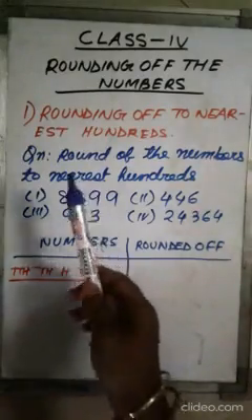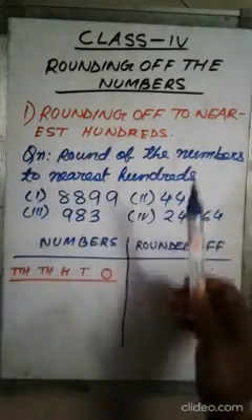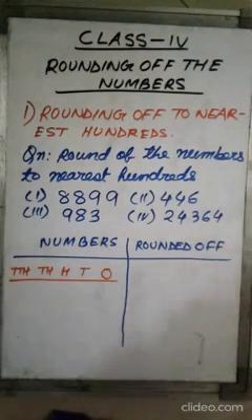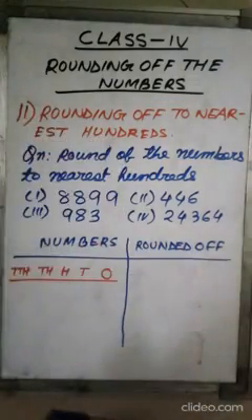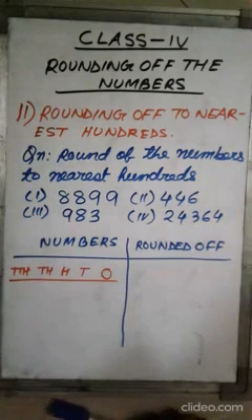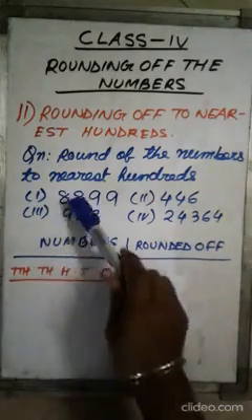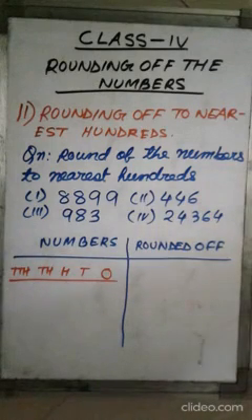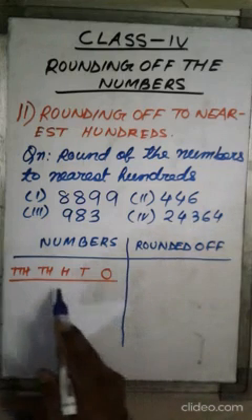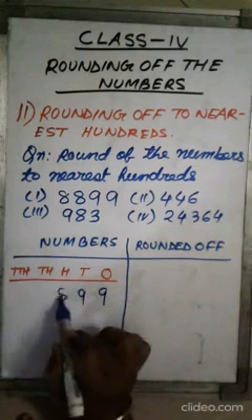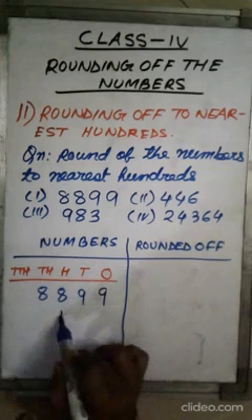The next topic is rounding of the number to the nearest 100. This is number 2. Question: round off the numbers to the nearest hundreds. I am given 4 numbers. I have to write the rounded off numbers of the given numbers. So this is our place value chart. I shall be writing the numbers like this.